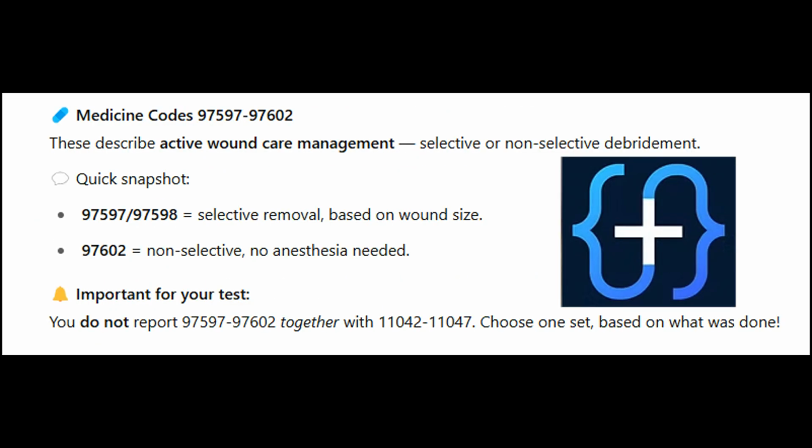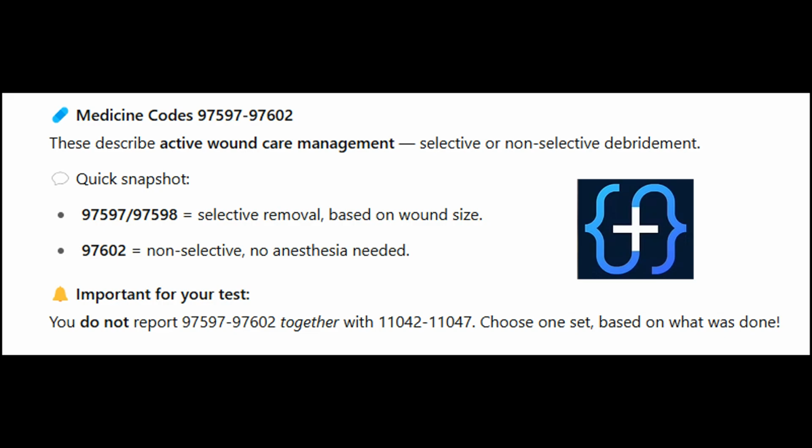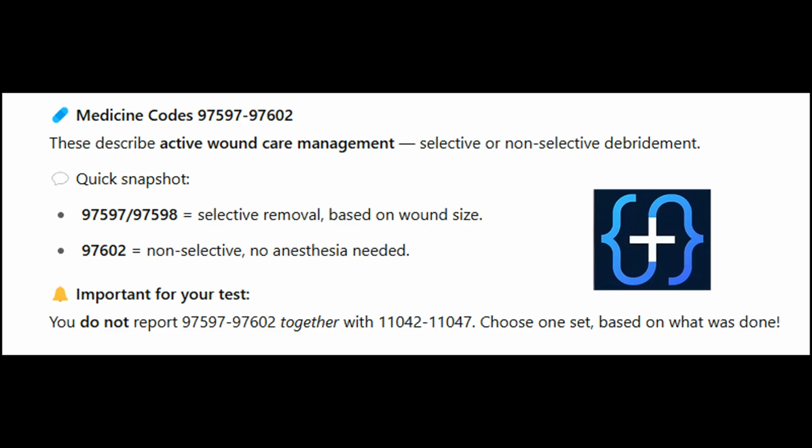Medicine codes 97,597 to 97,602. These describe active wound care management, selective or non-selective debridement. Quick snapshot: 97,598 equals selective removal based on wound size. 97,602 equals non-selective, no anesthesia needed.